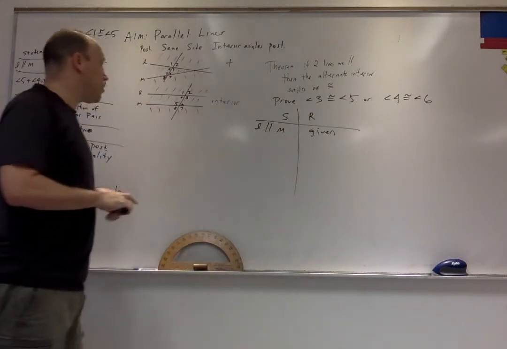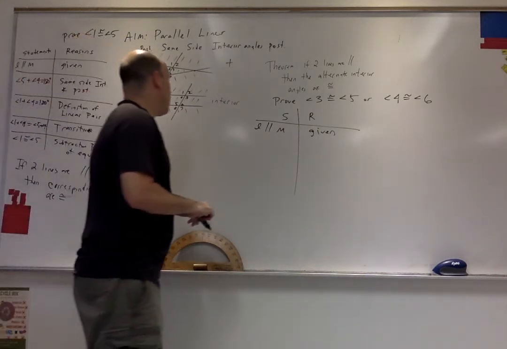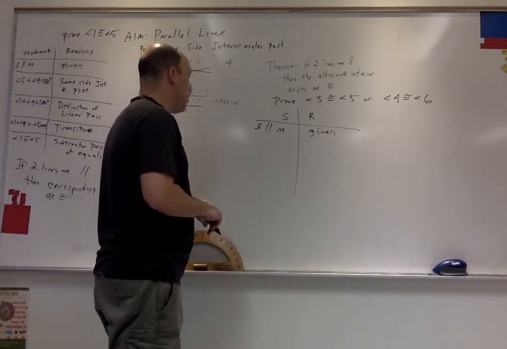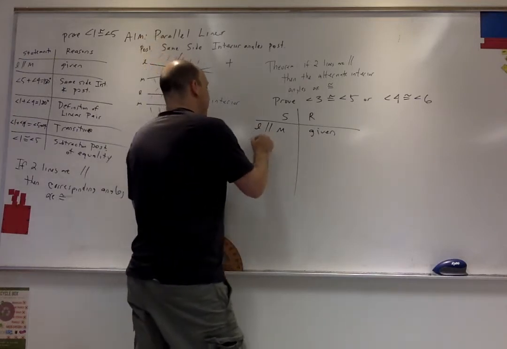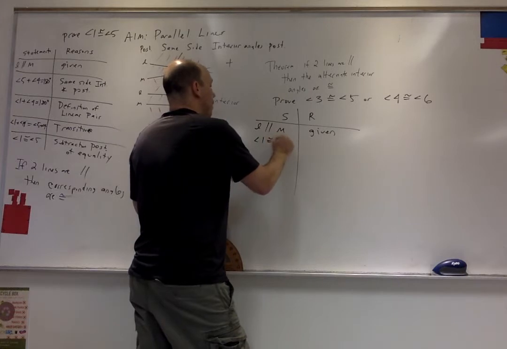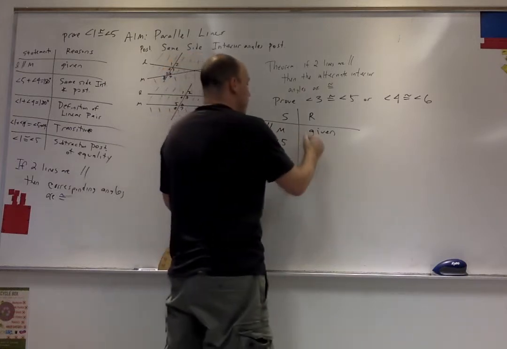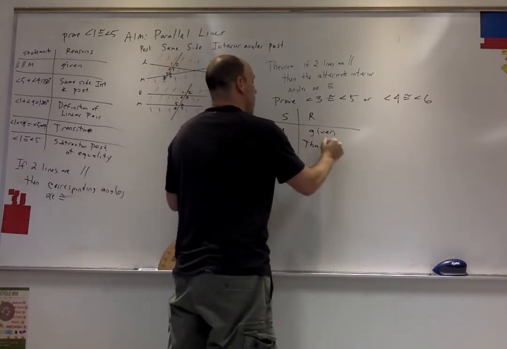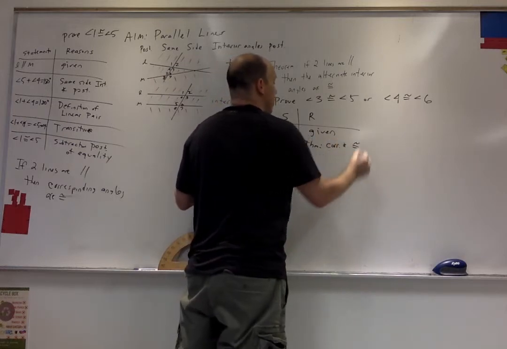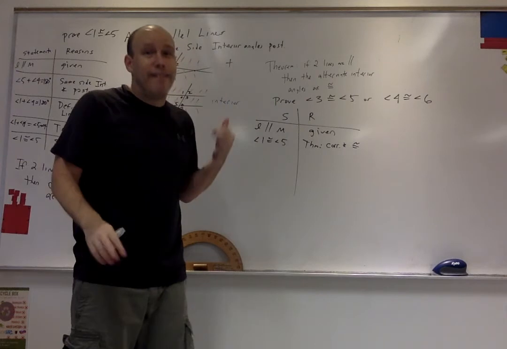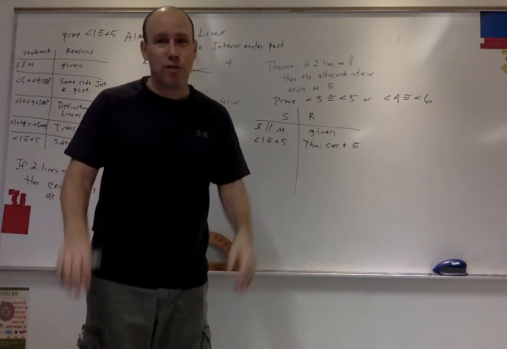Any suggestions? How about we say that angle 1 is congruent to angle 5 because of the theorem, corresponding angles are congruent. We just proved that. The second you prove something, you get to use it.